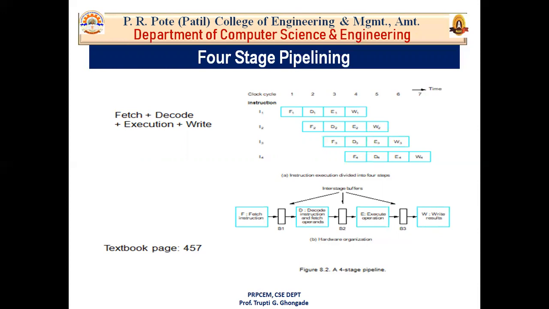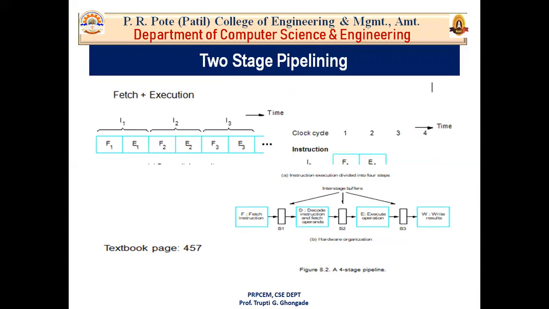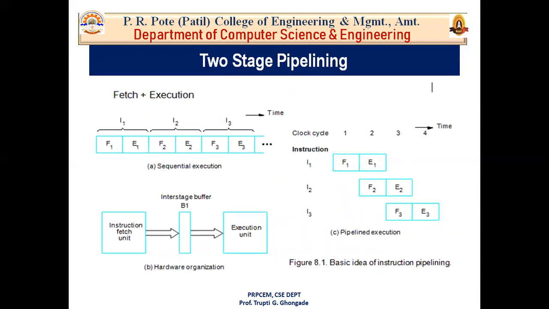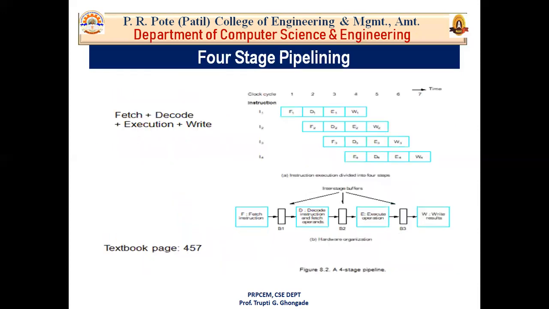Now, what is the formula to find the total cycles? If it is a non-pipeline processor, then the formula is K into N. K stands for the number of stages and N stands for the number of instructions. So if your number of stages is 3 and number of instructions is 3, your total cycles are 9. Then what is the formula for the pipeline? It is K plus N minus 1. Again, K is the number of stages, N is the number of instructions. But as we complete the first instruction and then go for another instruction, that's why it is minus 1. This all we have discussed in the previous lecture.